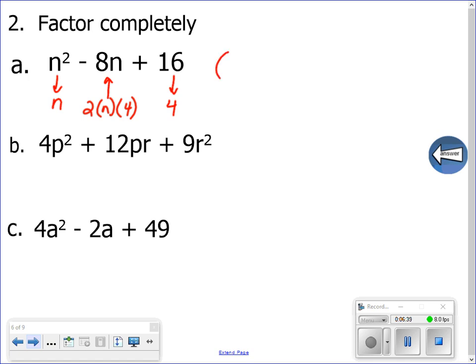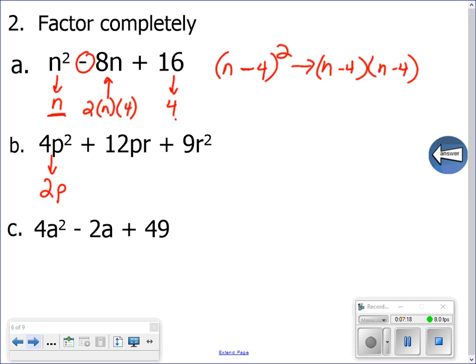So because this is a perfect square, I know that it's going to be a binomial square. Because the middle term is subtraction, this inside part has to be subtraction. And to get the two terms, it's the square root of the first term minus the square root of the last term. So that'd be n minus 4 squared. Again, FOIL to check: n minus 4 times n minus 4. That is how it can be rewritten, and you could FOIL to check to make sure that you got the correct answer.